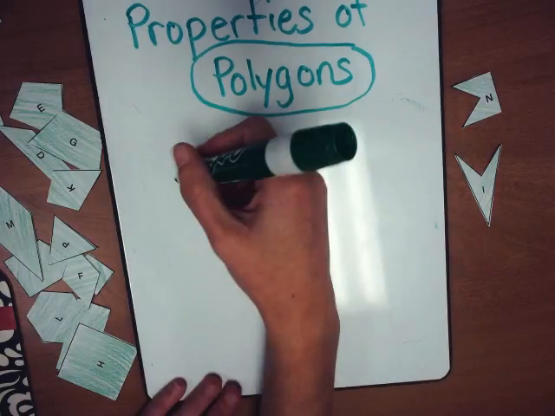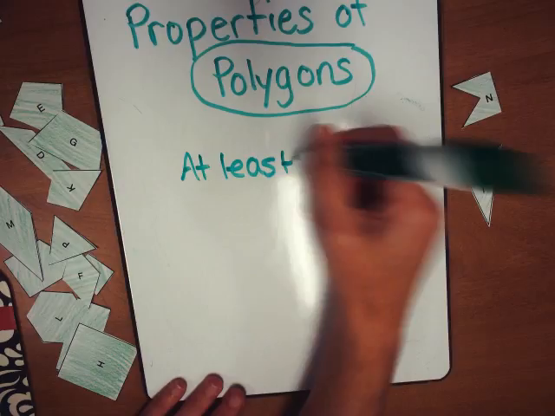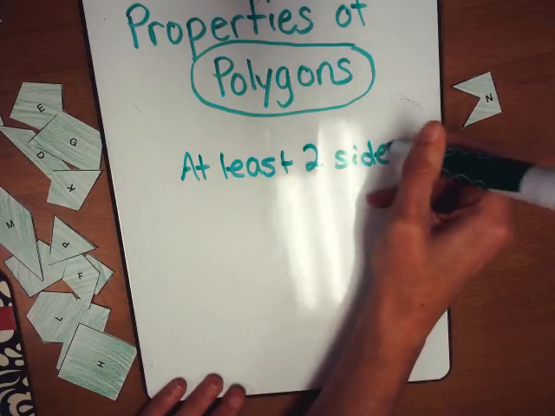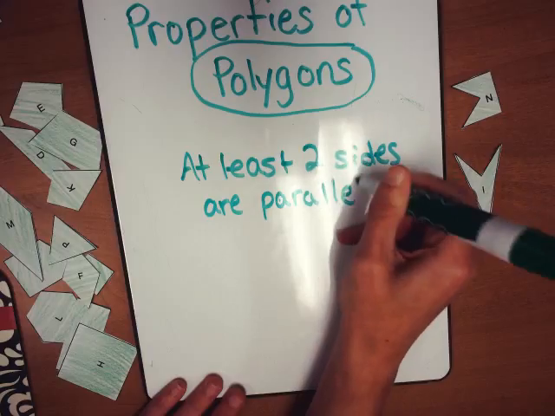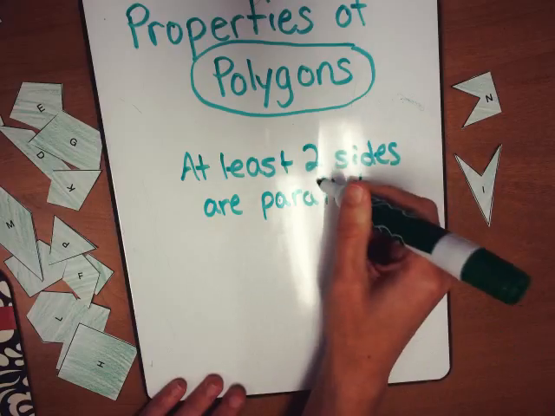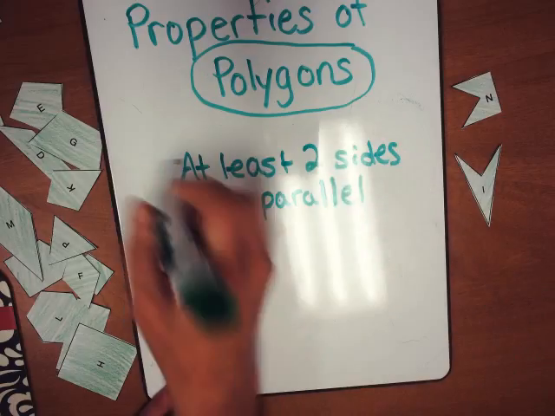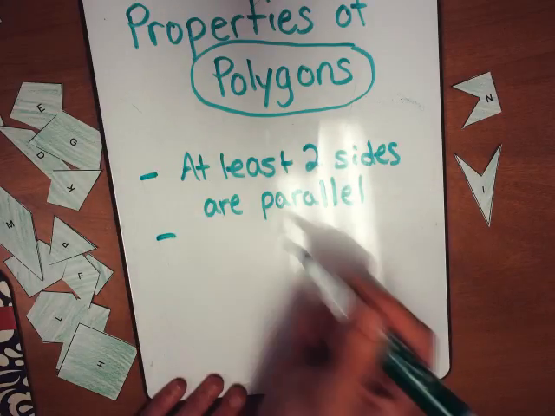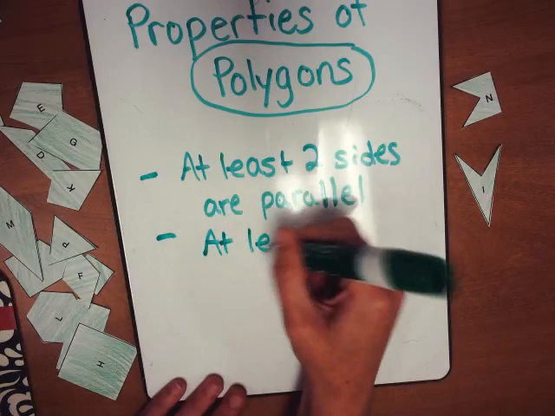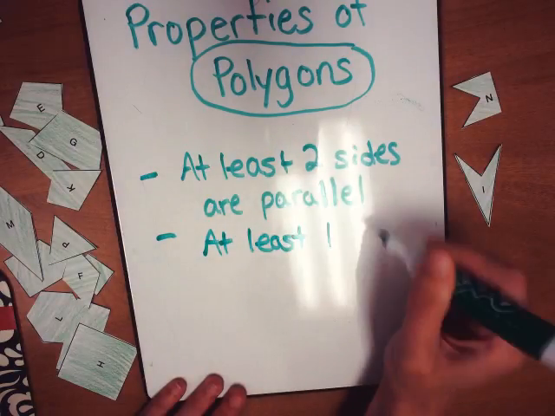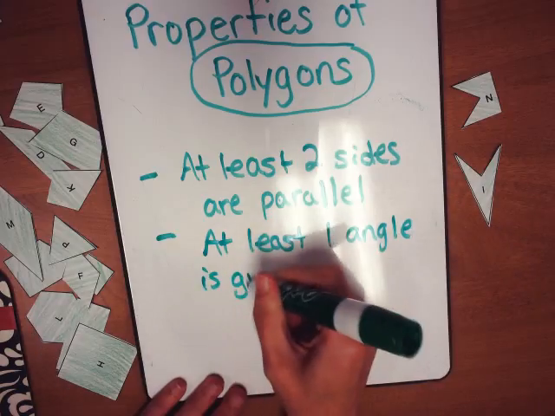Okay, you might look at a category like at least 2 sides are parallel. Remember, parallels, they go on forever and ever, like train tracks without intersecting. I think about the double L in parallel to remind myself of that. Okay, you might think about at least 1 angle is greater than 90 degrees.